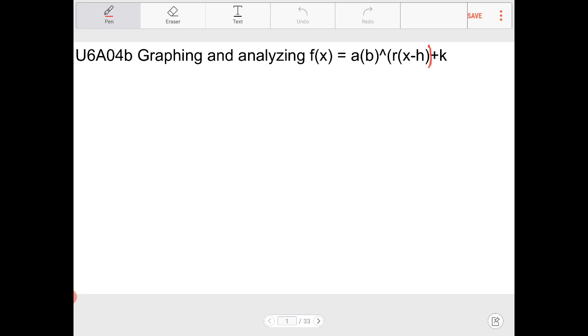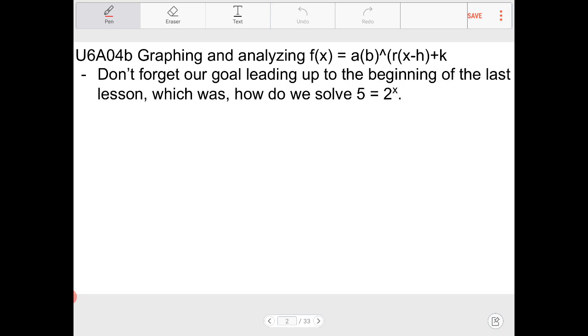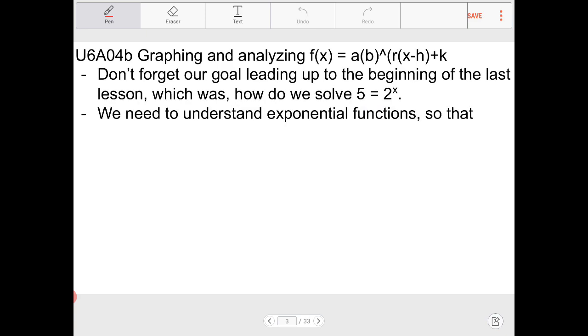Just a word of caution as we go through this lesson and future lessons on exponential functions: please do not forget our goal leading up to the beginning of the last lesson, which was trying to figure out how to solve a problem like this. As I alluded to in the previous video, in order for us to solve this exponential equation, we need to understand the inverse of an exponential function. So we need to understand the exponential function so that we can understand its inverse.